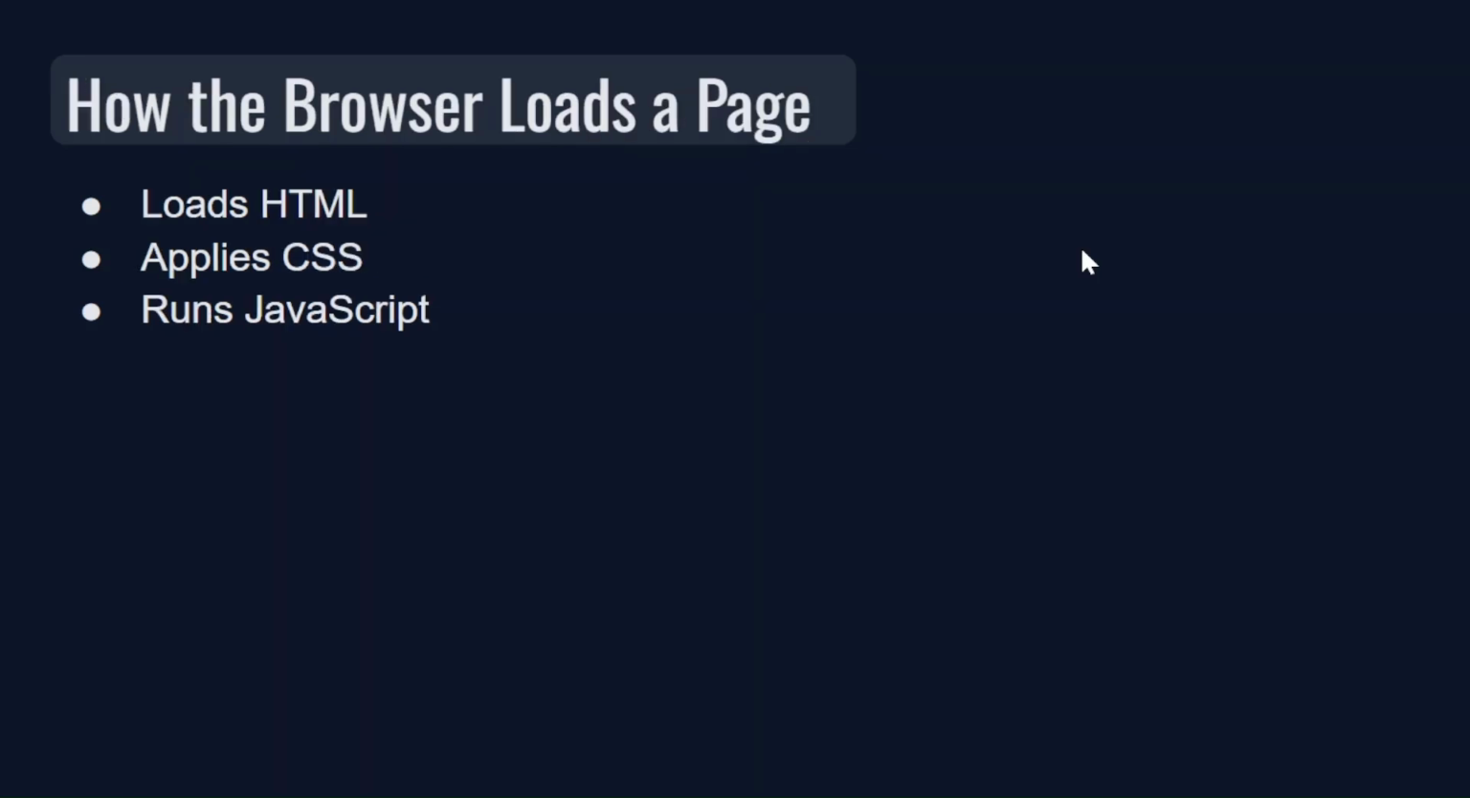How the browser loads a page. When you open a website, the browser follows a sequence. First, it loads the HTML, then it applies the CSS. Finally, it runs the JavaScript. This is why buttons and interactions only work after the page has loaded.